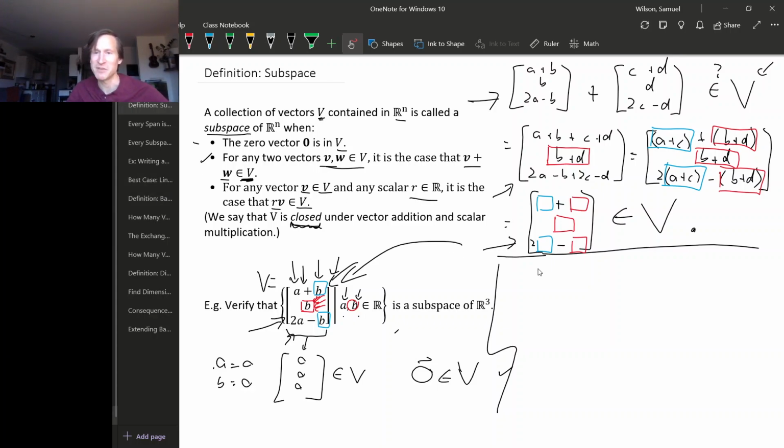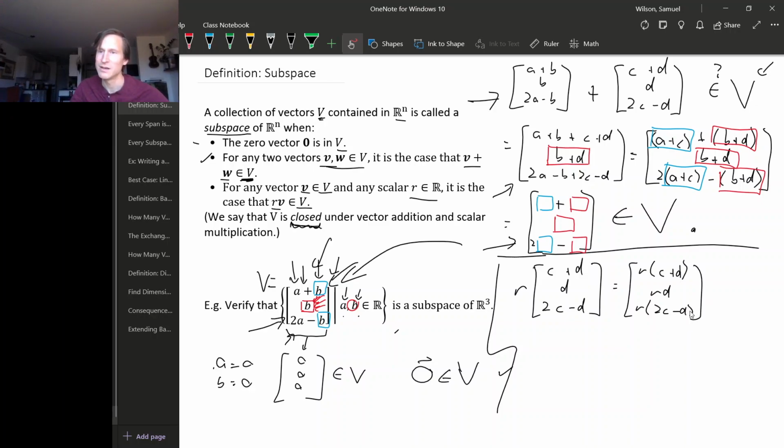So we have to play the same game. Let's take c plus d, d, and 2c minus d. So that's some vector in capital V. Let's multiply it by a scalar. This would give us r times c plus d, r times d, and r times 2c minus d. We want to know, is that in capital V?